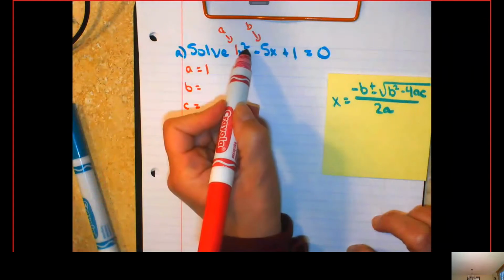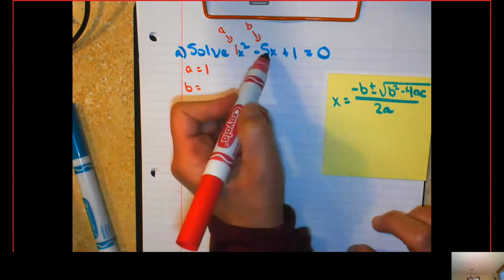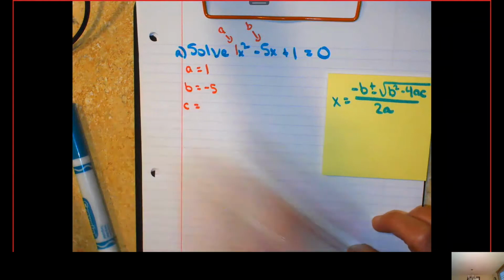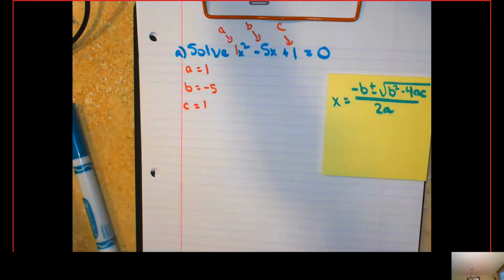A was attached to the x squared, I don't know if I mentioned that. So A is attached to the x squared. B is attached to the x, which is -5. And C is your constant at the end, and that happens to be 1.